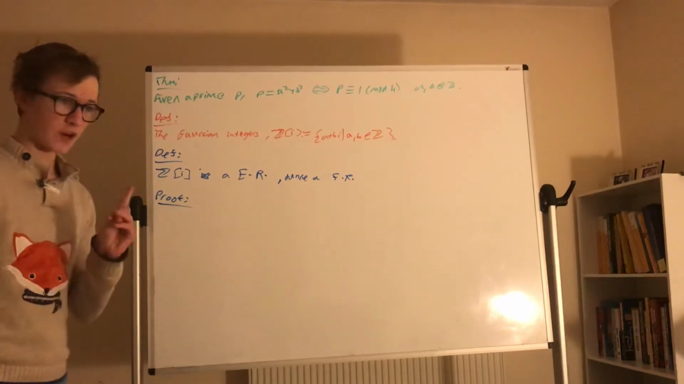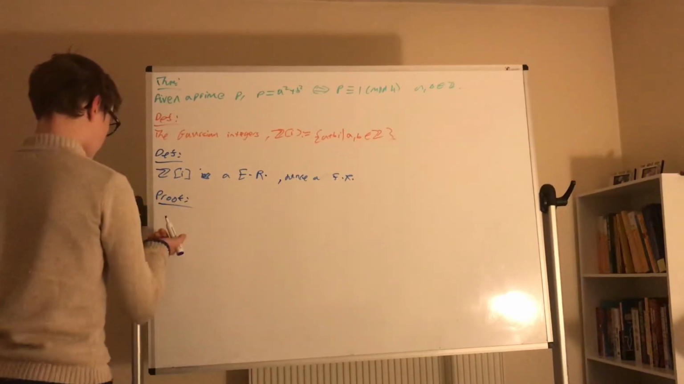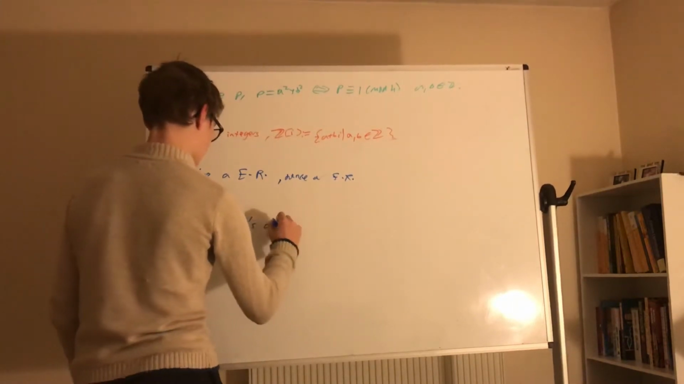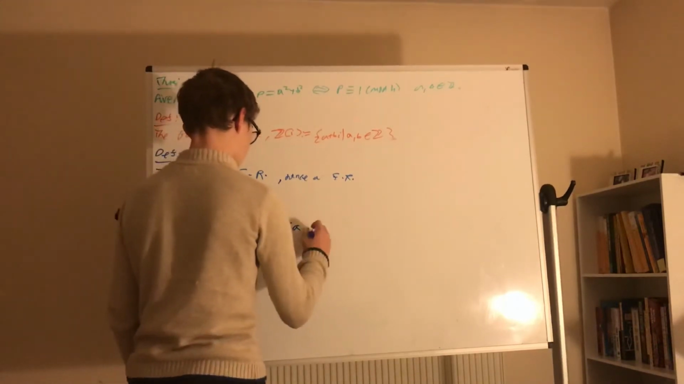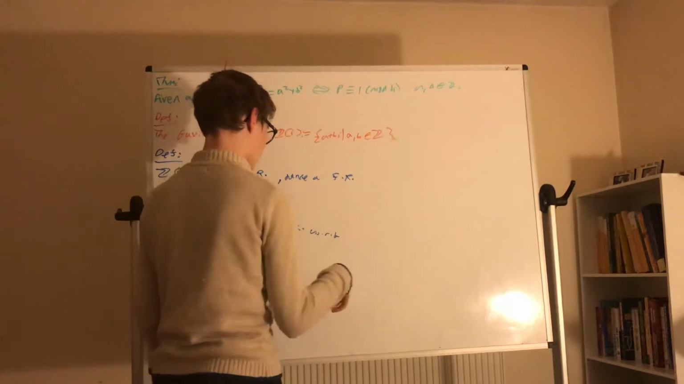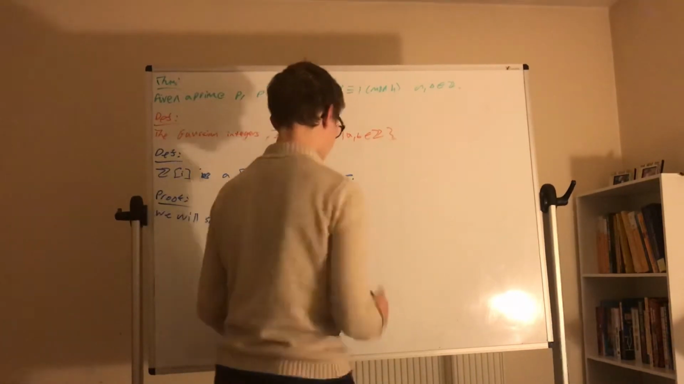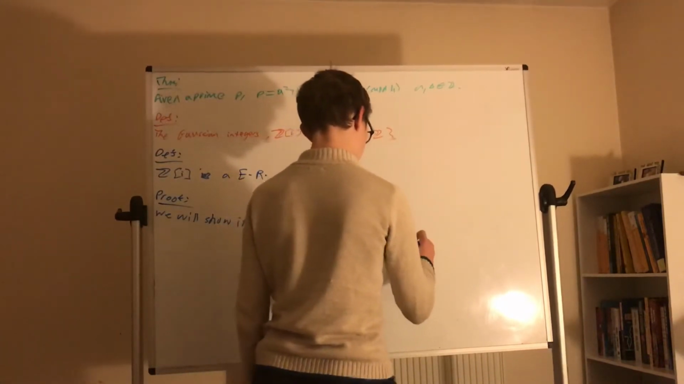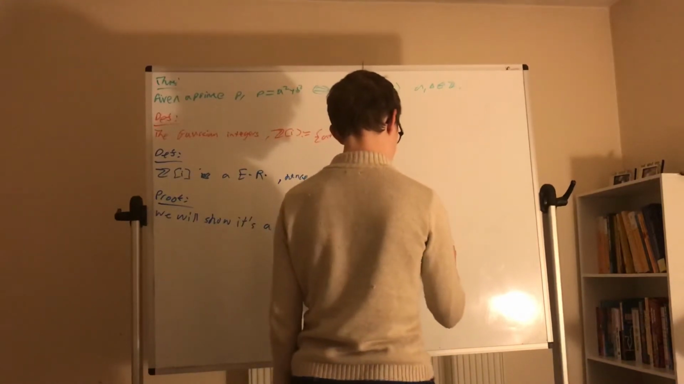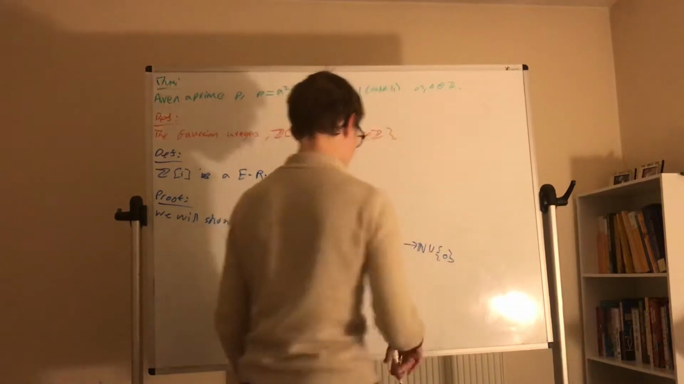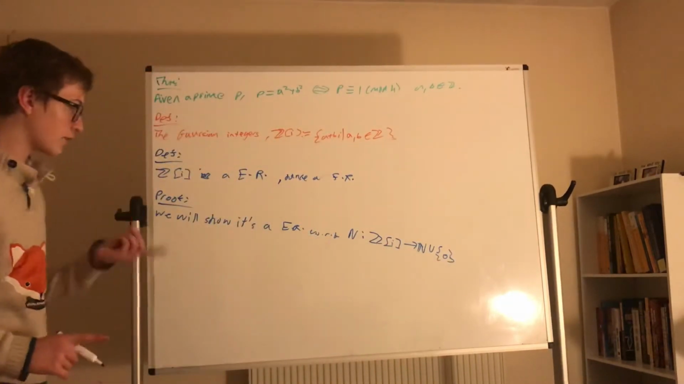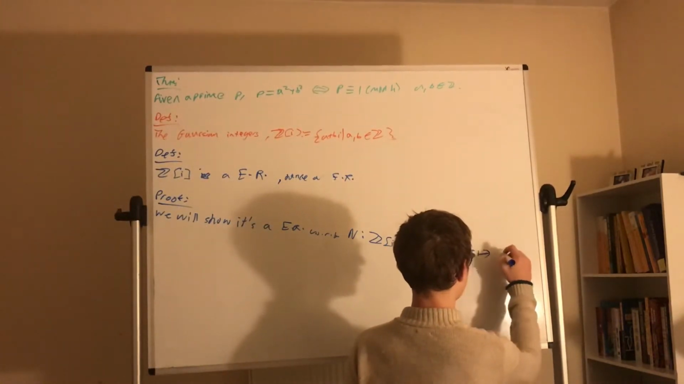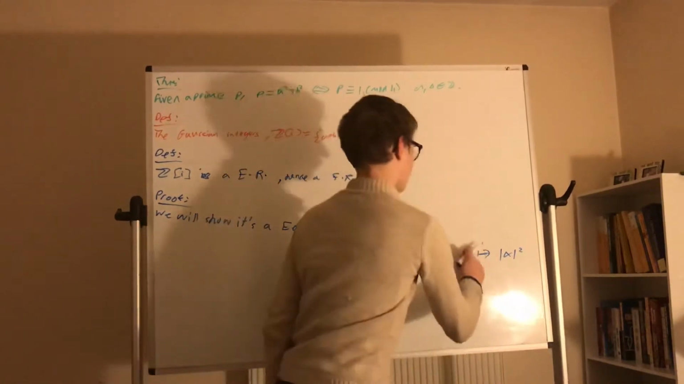So the proof is actually very neat. We will show it's a Euclidean ring with respect to the function n, the n standing for norm, which takes in a Gaussian integer and outputs a natural number or 0. What it does is it sends alpha to its magnitude squared. Right, so this is what it does.